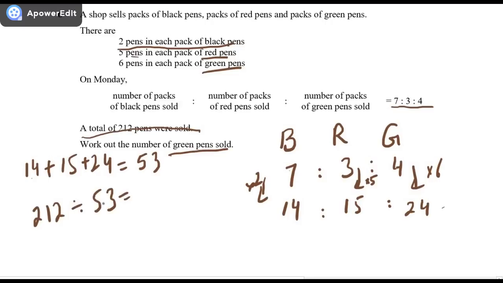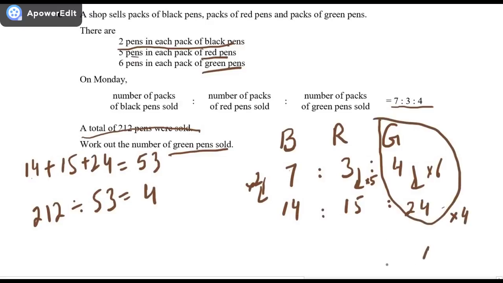So I know 3 times is not going to make 212. If I times by 4, 4 times 3 is 12, 4 times 5 is 20, and 21. So the answer is going to be 4. You can use a bus stop method, I'm going to solve very quickly. So the answer is 4. So now we're going to find the green pens. So I know the green here is 24. So I just times 24 by 4. So we got the answer.